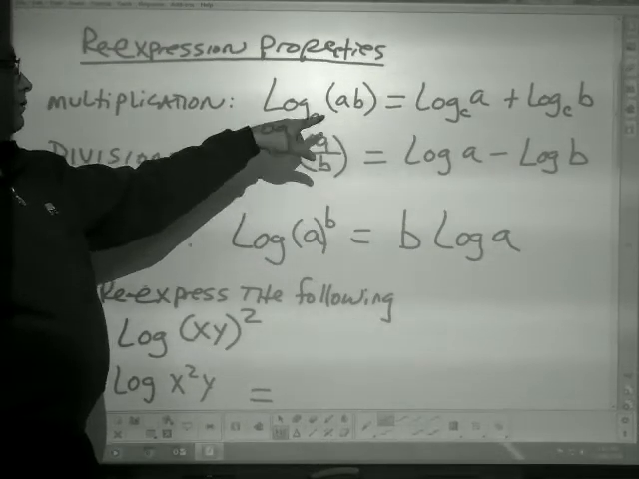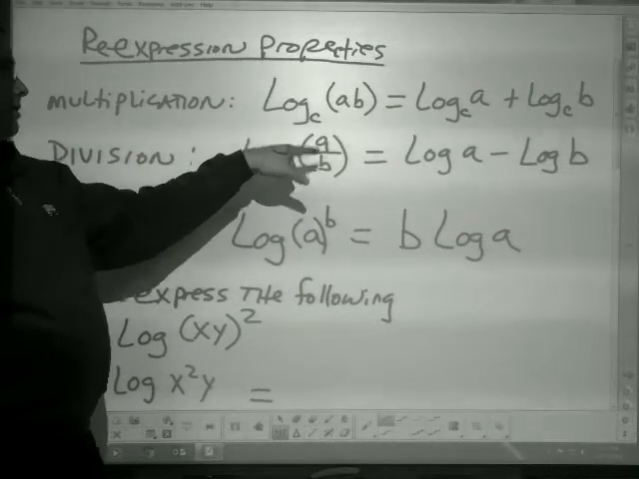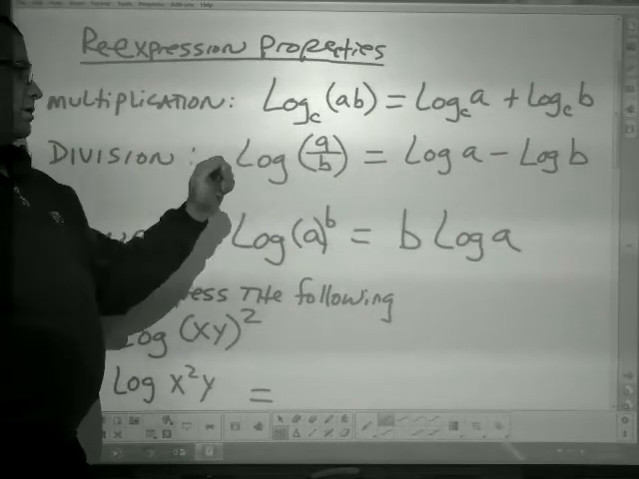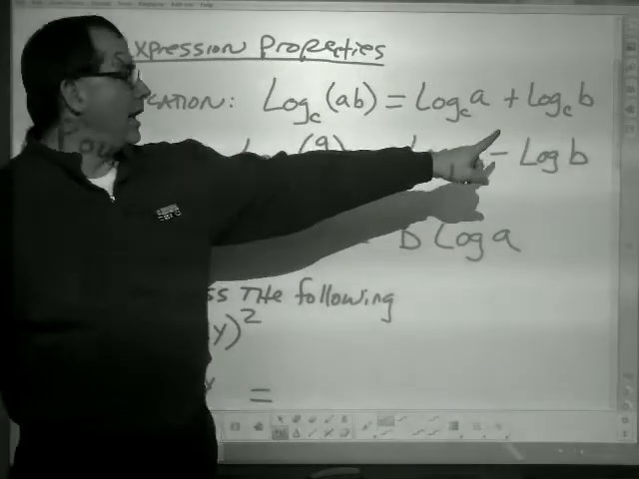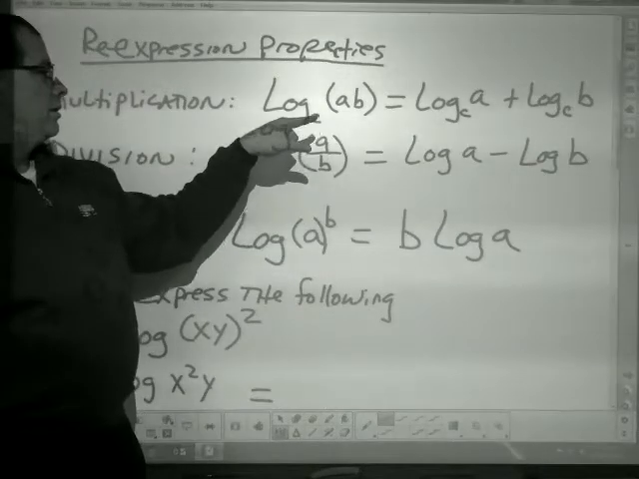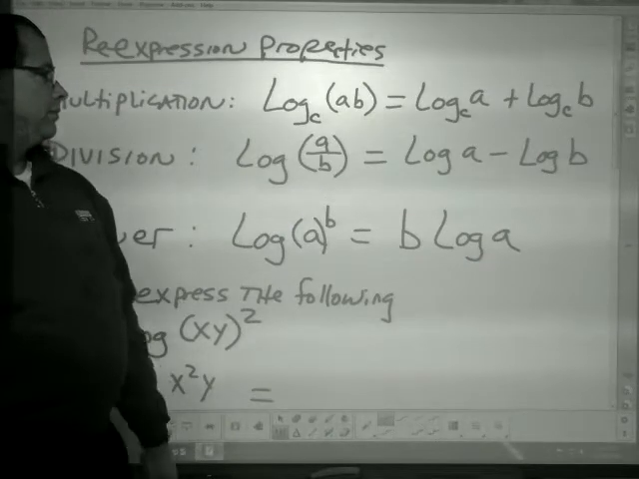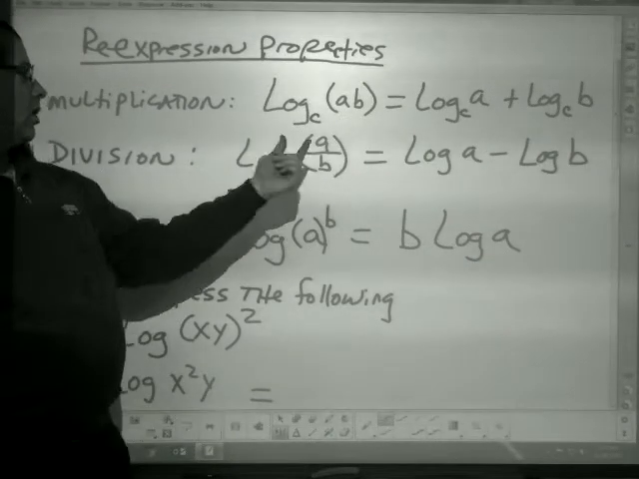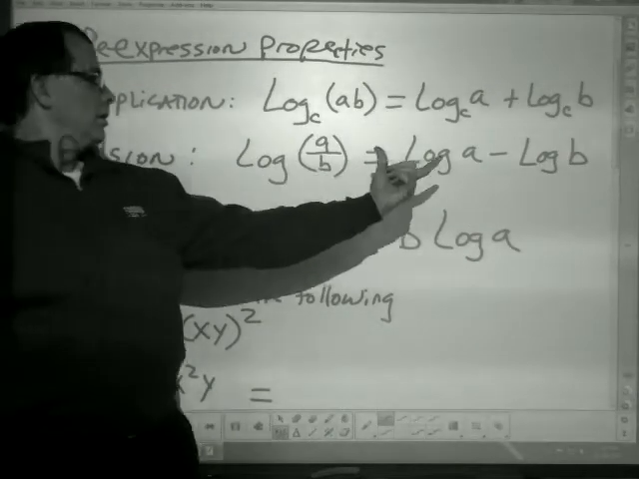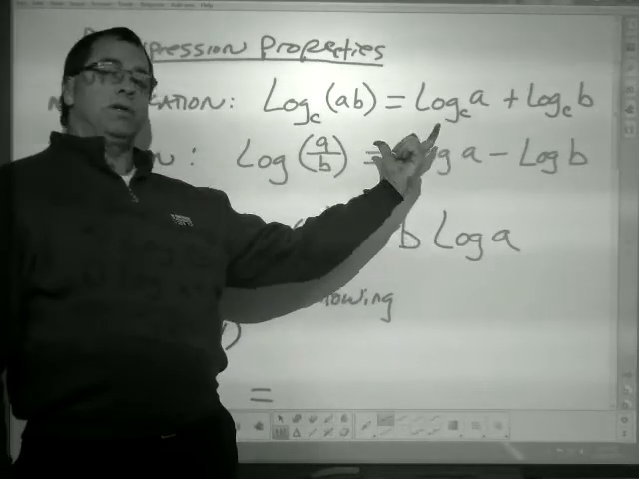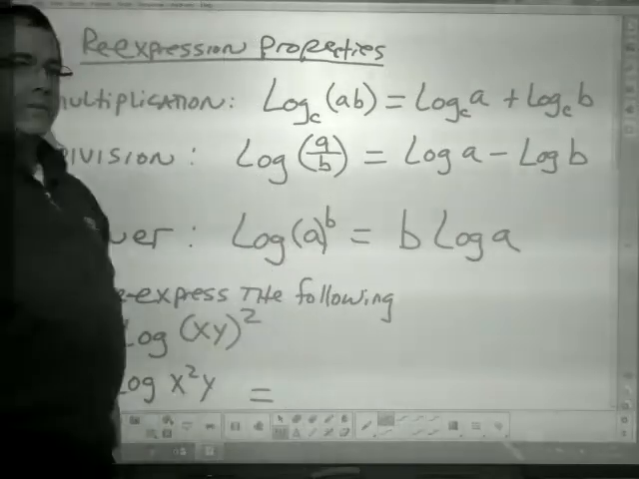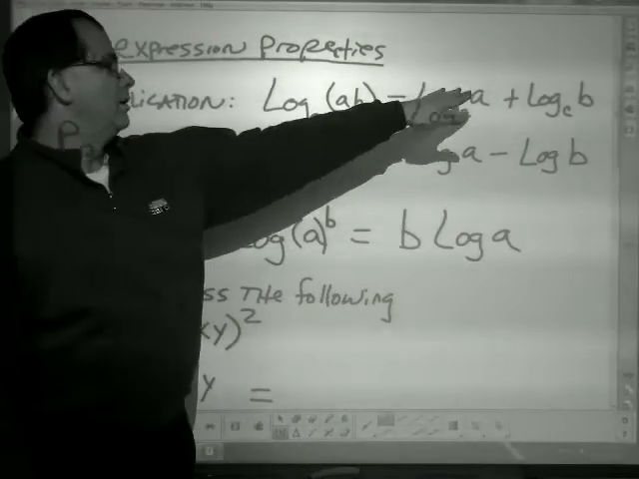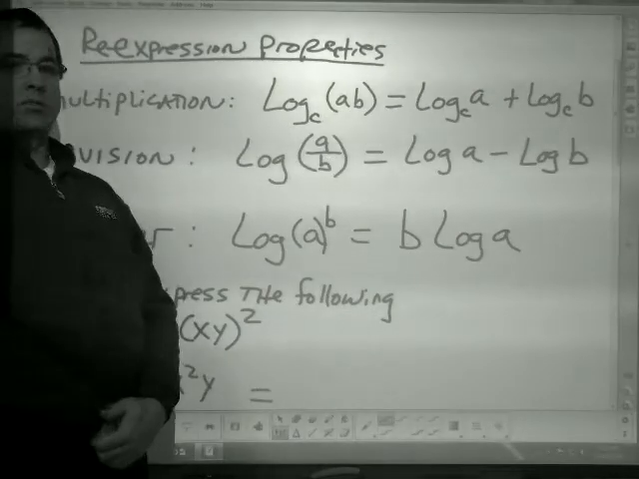The log of a division, and again, it doesn't matter what the base is, as long as the bases are the same, turns into minus, so it's the top minus the bottom. All right, so the log of a division can be rewritten, or re-expressed, as the log of the top thing minus the log of the bottom thing. They're equivalent, it's just a way to re-express them.